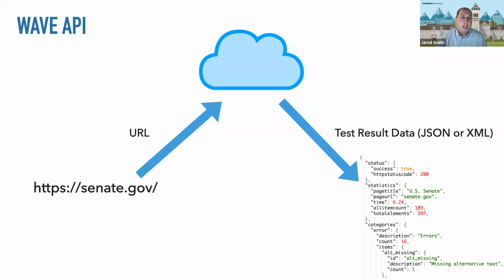It could be integrated, say, into a content management system. Maybe if somebody is trying to publish new content, before it's published, it's tested with the Wave API. And if there's an accessibility error, maybe it blocks the publication of that content until the user fixes it. It could be integrated into continuous integration or continuous delivery types of development processes.